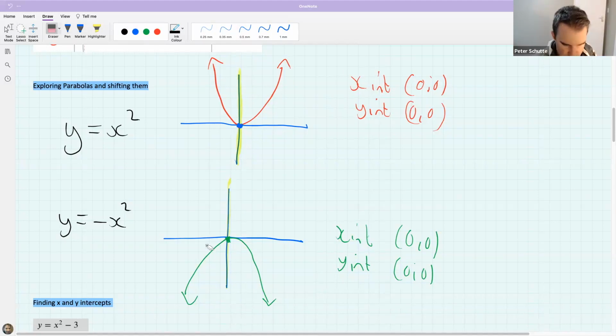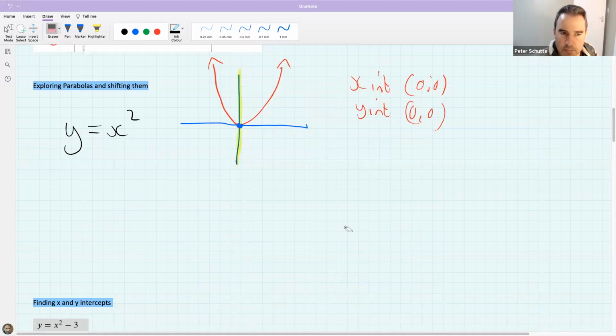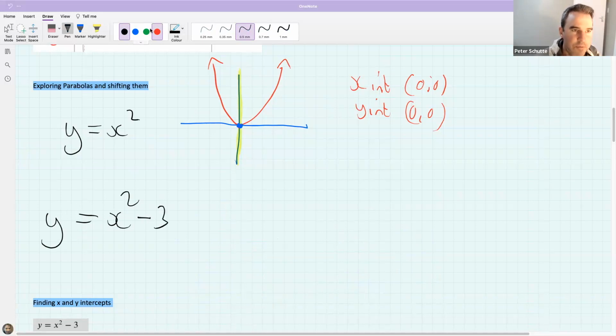Okay, now I want to talk about making this first graph a little bit more exciting. I'm going to shift this graph in some way. I'm going to shift it down. And so if I shift this graph downwards, let's say I make it x squared minus 3. If this graph is shifted down, I didn't draw that perfectly to scale, but it's going to look something like that.